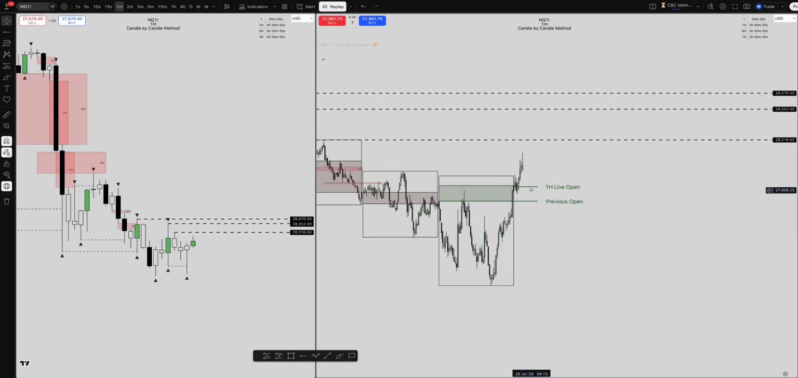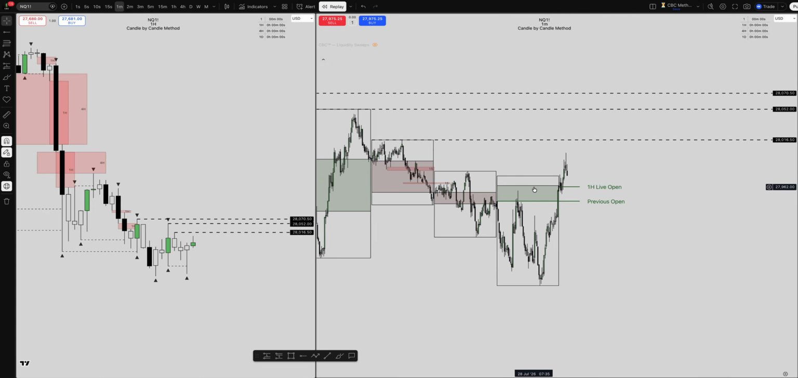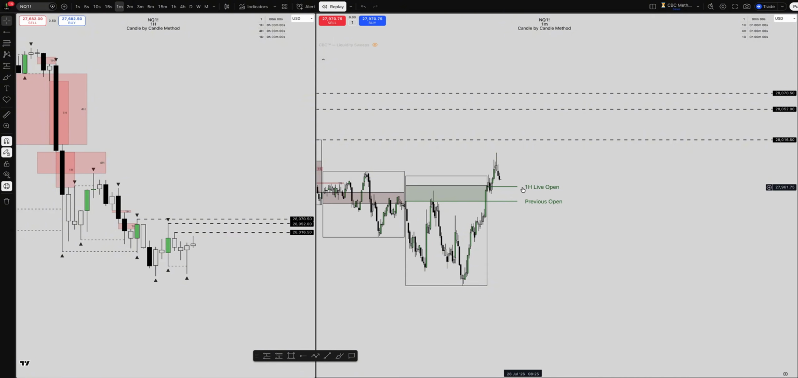Okay, it opens up, it goes straight to the upside. I didn't want to take any of these because usually the price makes some kind of pullback at least, right? So we are back at the live open. Maybe we can sweep the swing low over here. Yes, that's nice.